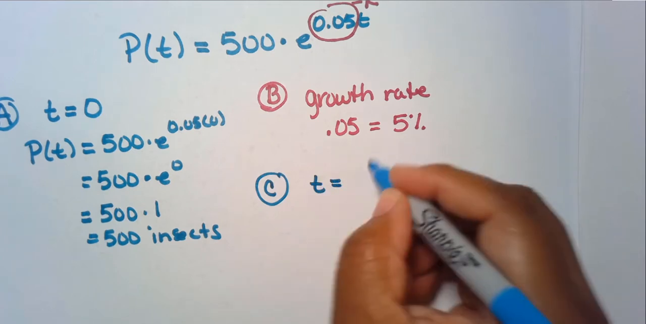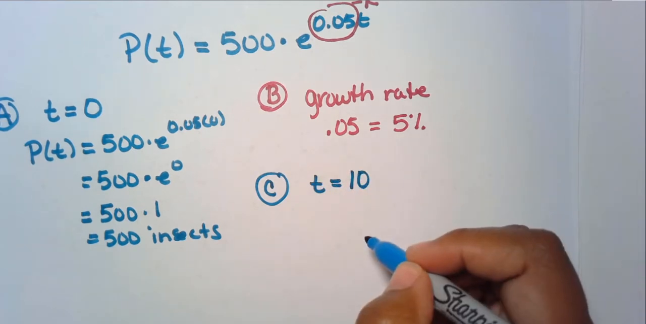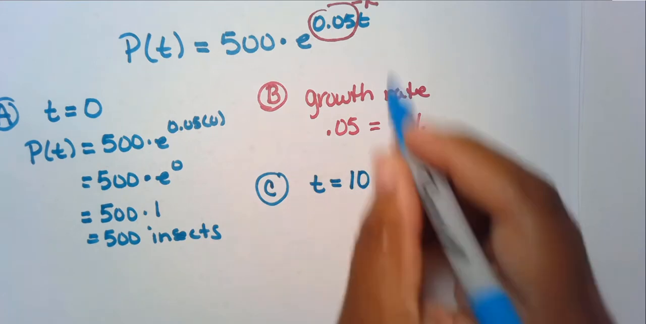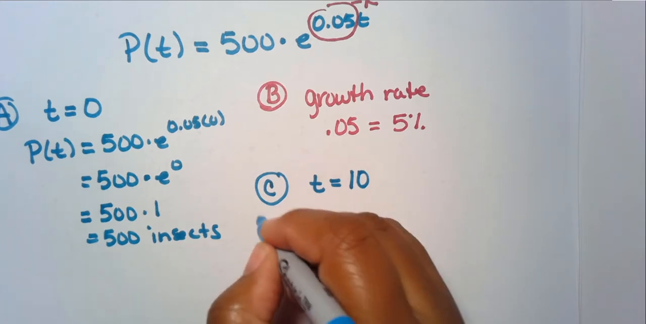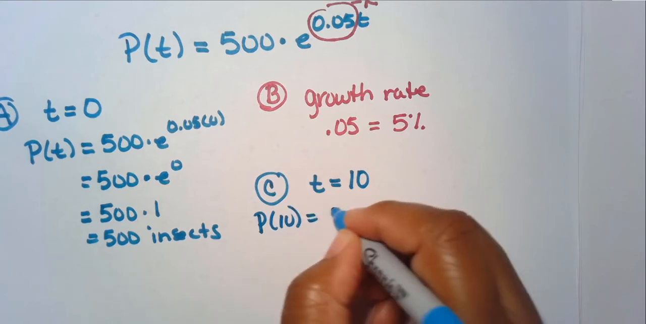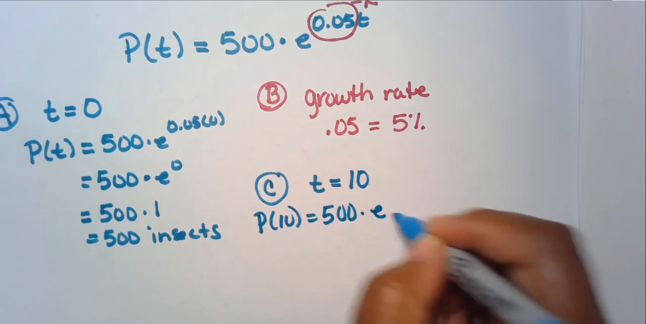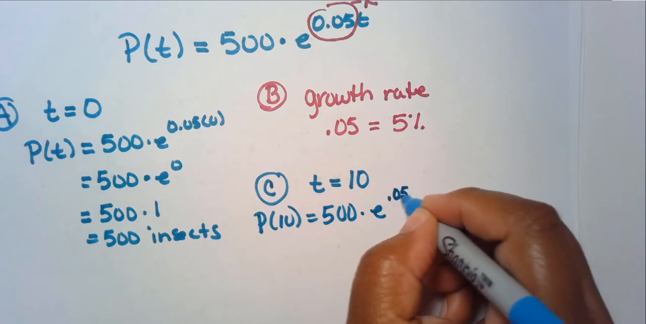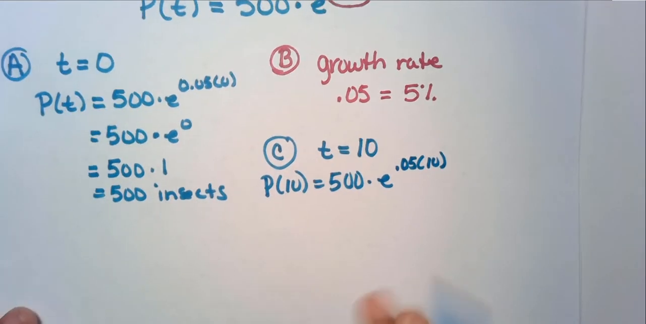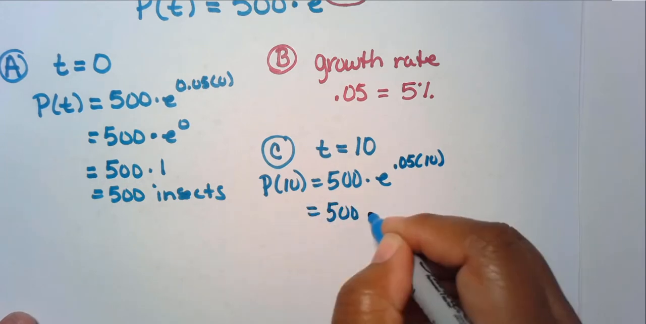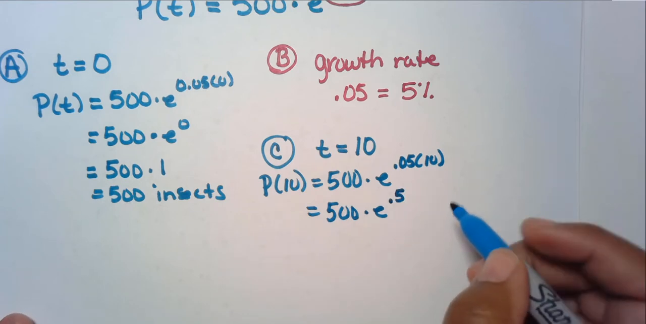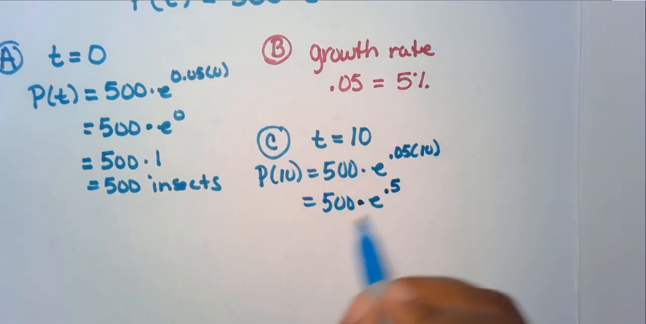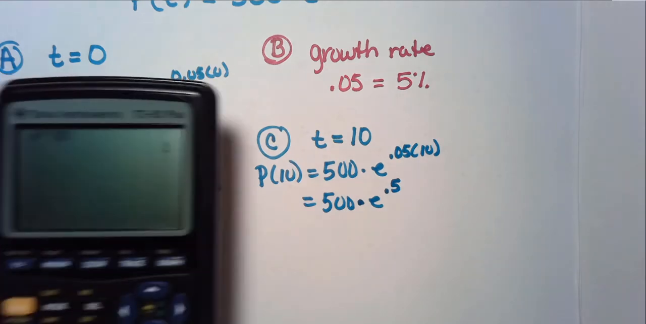So we're going to let T represent the 10 days. We're going to plug 10 in for T into the formula to find out how many insects we have after 10 days. So we have P of 10 is equal to 500 times e to the 0.05 times 10. We have 500 times e to the 0.5. And then we're going to enter this information into our calculator.